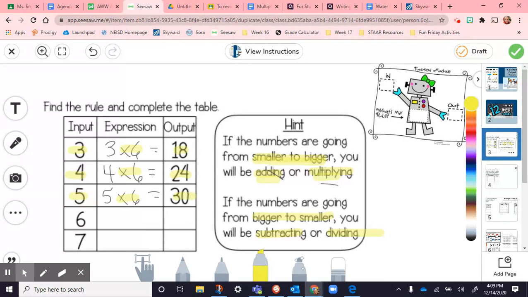So here, I'm going to take my 6, I'm going to multiply it by my rule, times 6, and that's going to give me my next output, 36. And then I'm going to take my next one, 7, and I'm going to multiply it by 6, and that's going to give me my next one here, 42. So 7 times 6 is 42.